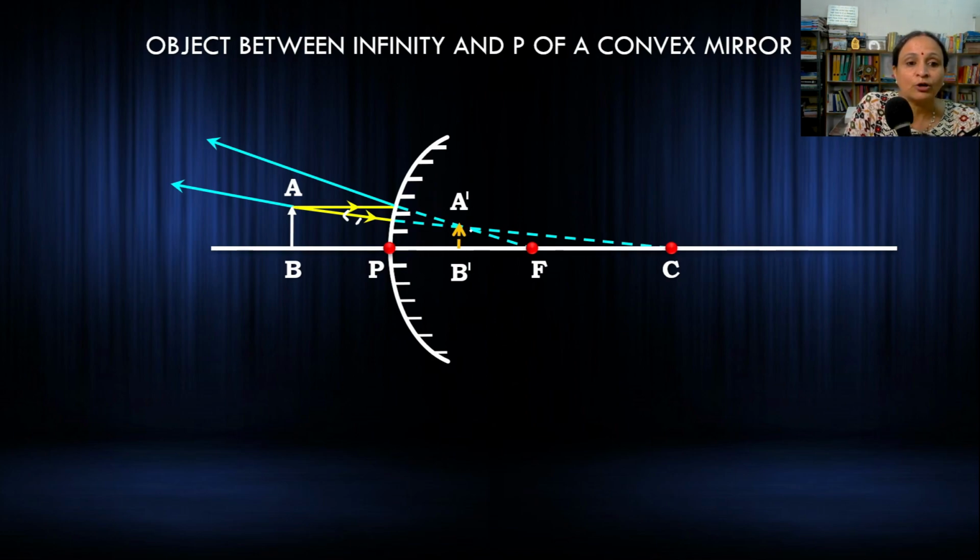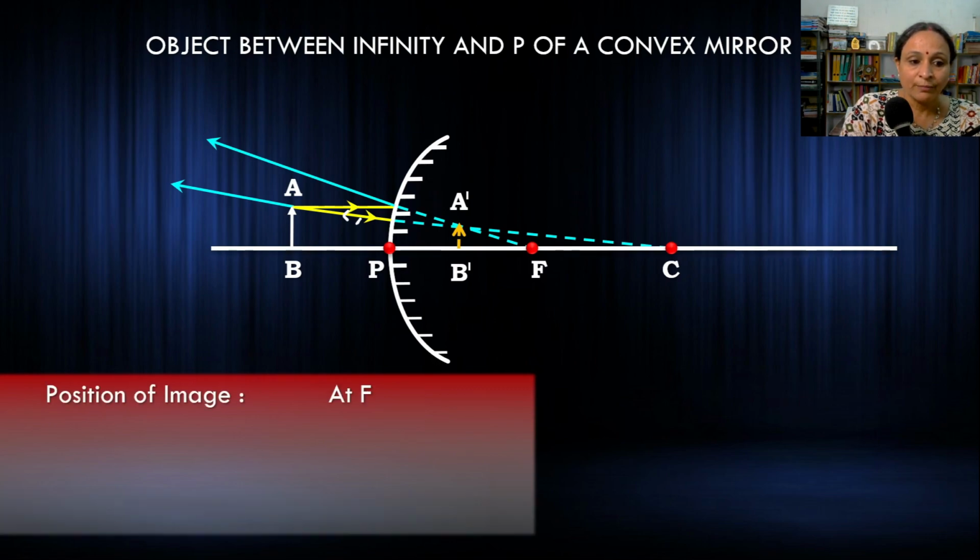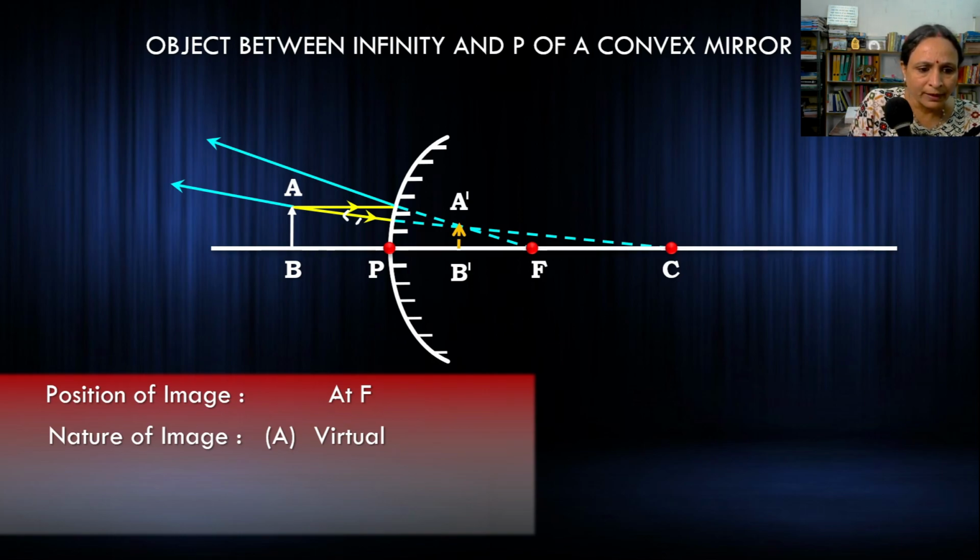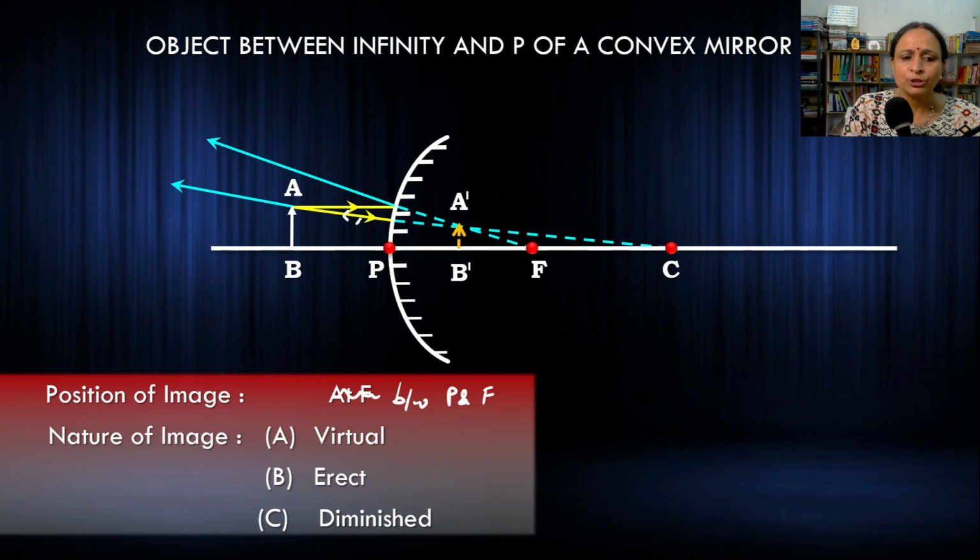So what is the nature of the image? You can see that it is virtual. It falls behind the mirror, therefore it is virtual. It is obvious to see that the image is smaller than the object and it is erect, right? So what is the position of the image? It falls between P and F. Nature of the image is virtual, erect, and diminished. It has become smaller, right? So these are the two cases of image formation in the case of the convex mirror.